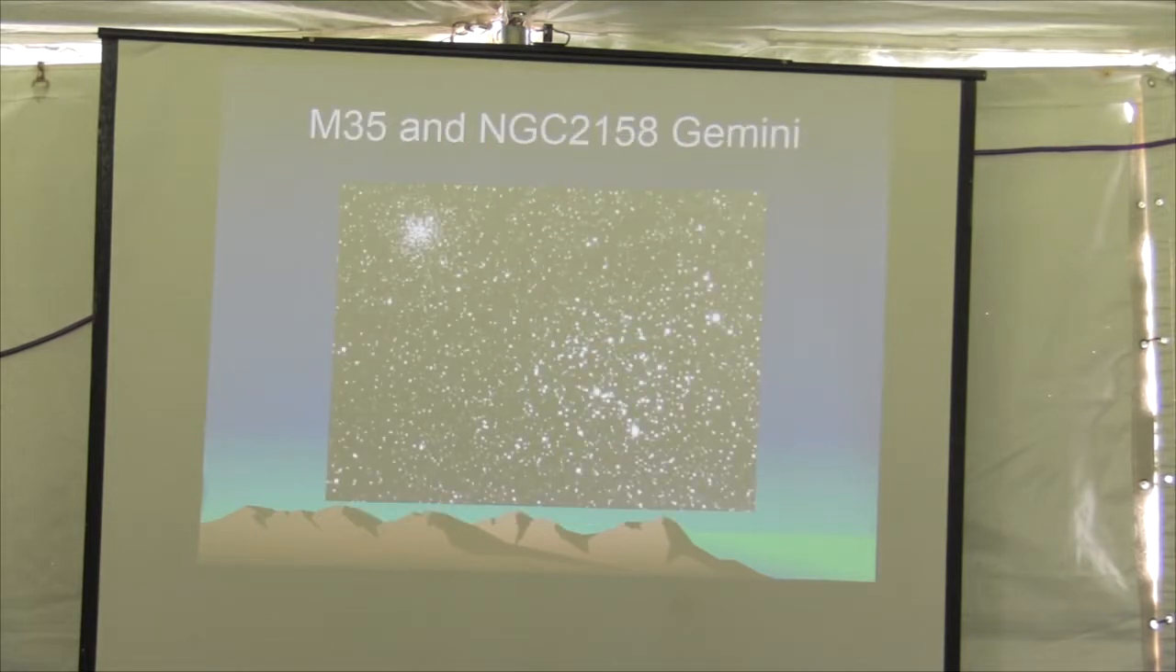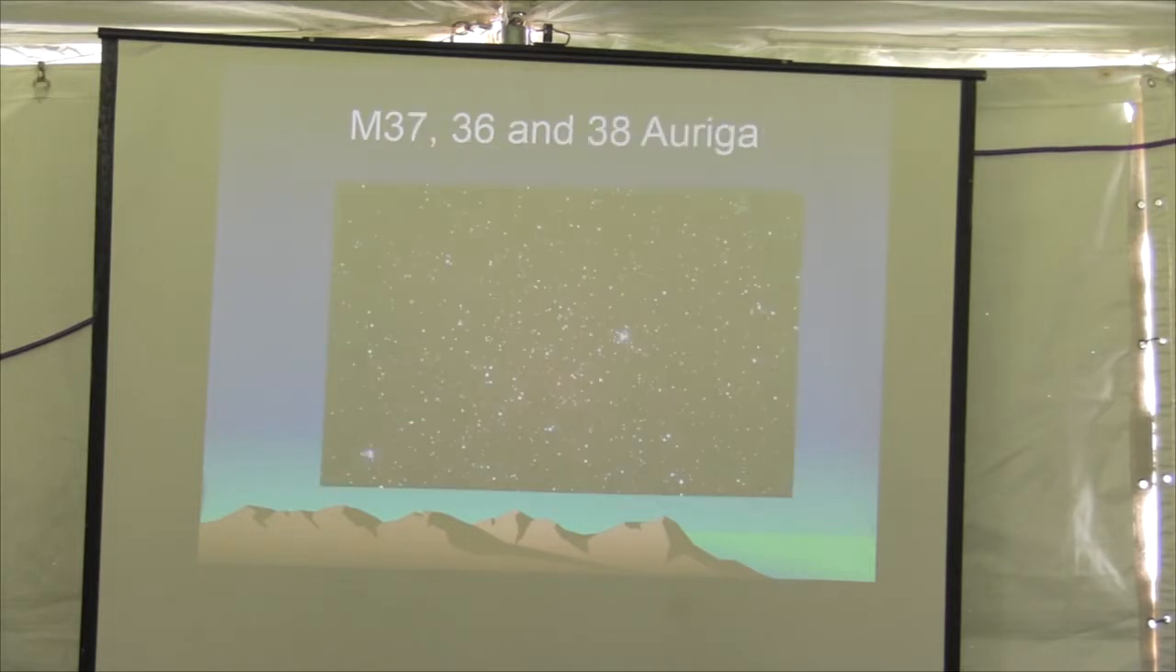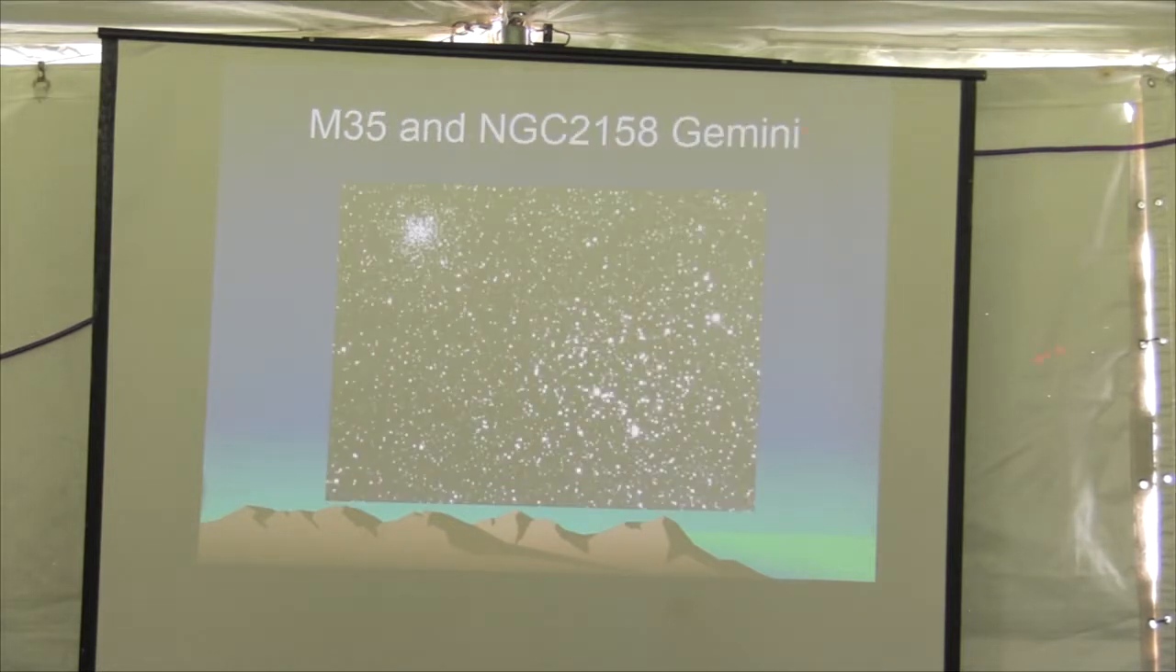Next, we have what's called Messier 35, M35. M35 is located in the constellation Gemini. And it is actually this group of stars here. And the open cluster NGC 2158 is actually this one here, okay?